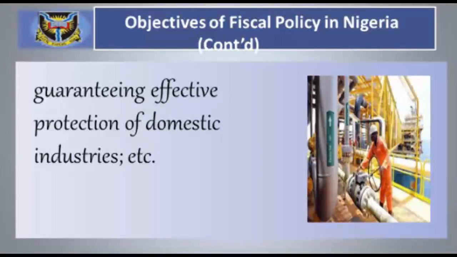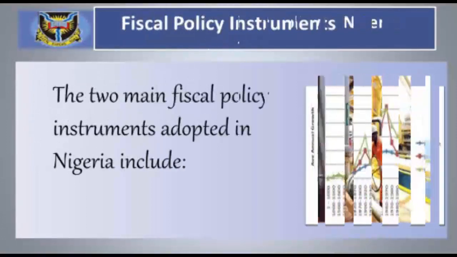9. Guaranteeing effective protection of domestic industries. 10. Integrating the informal sector of the economy into the mainstream. 11. Correction of the distorted pattern of both domestic consumption and production.